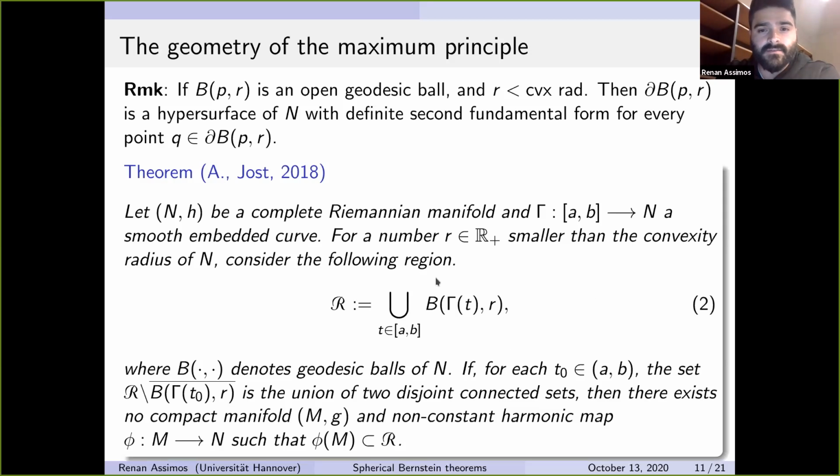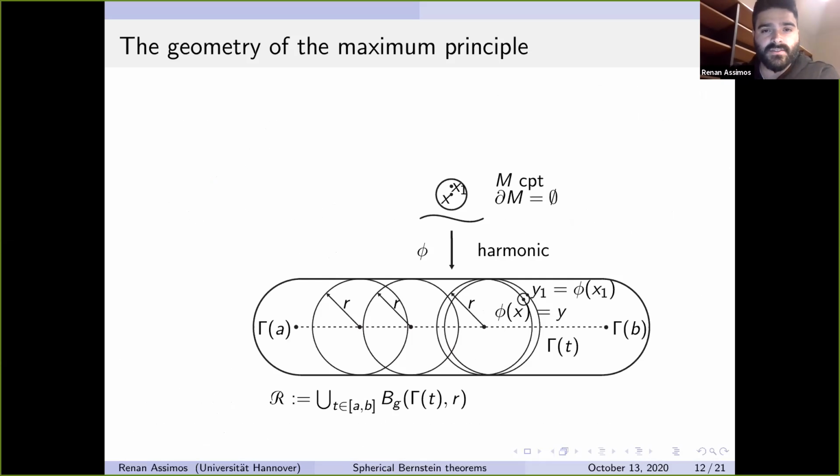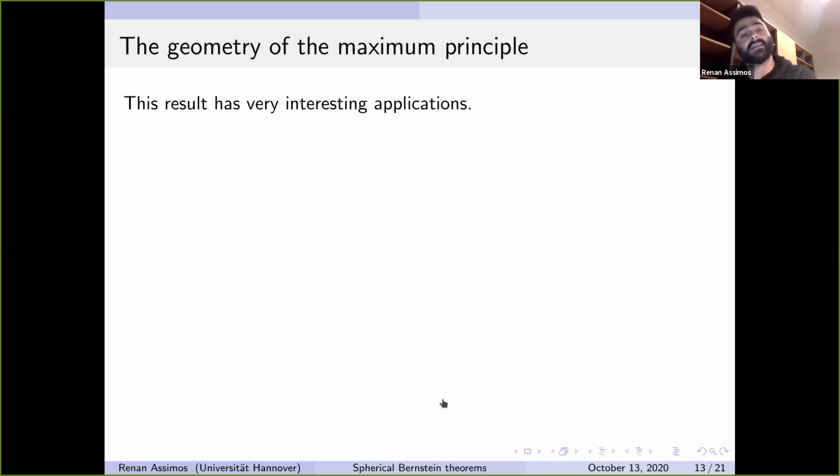So if you take R being the union of balls, then there exists no harmonic map from a compact manifold without boundary that takes values only in this region R. It's essentially iterating some sort of maximum principle many times that gives this result. So here's the picture, and I want to show a couple of applications of this result.